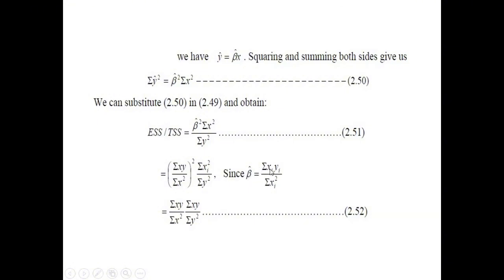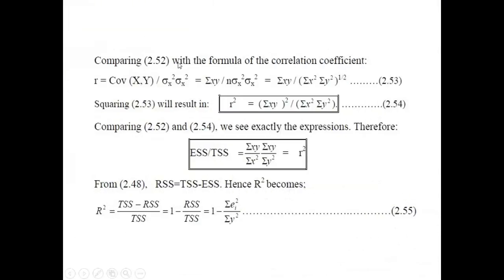So beta hat is equal to the summation of xi yi over the summation of xi square. So comparing with the formula of the correlation coefficient or covariance aspect, the covariance of x and y over the standard deviation of x square becomes like this. So then at the end of the day, R square is expressed by this formula.